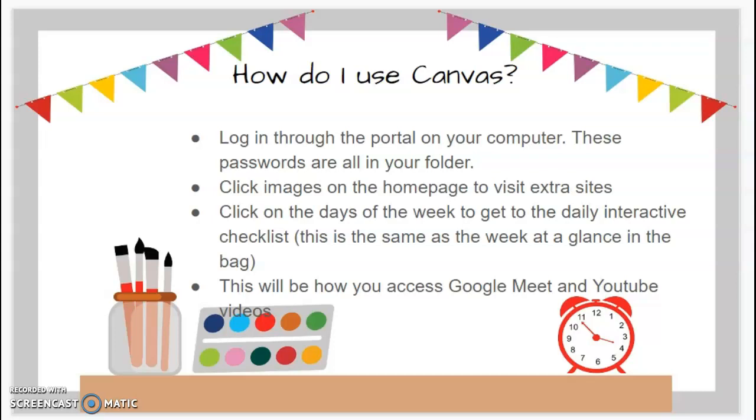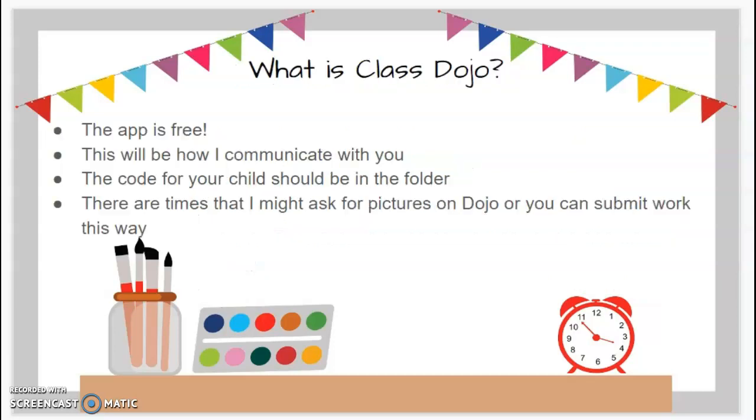Click on the days of the week at the bottom to get to the daily interactive checklist, which is the exact same as that week at a glance in your baggie. And then Canvas is also how you will be accessing those Google Meets and YouTube videos, and those links will be in there. You can click on the little question mark on the Canvas page and it will give you kind of a rundown of how to use those specific pages for literacy and social studies specifically.